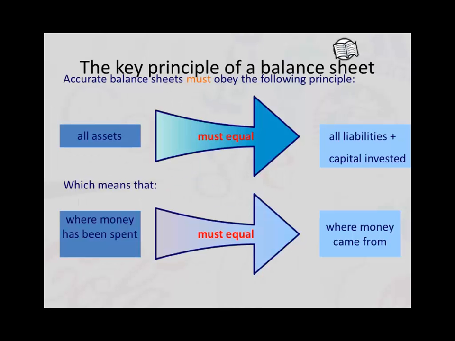Today I will be explaining the formula used to put together the balance sheet. The basic principle covered in a previous tutorial on the accounting equation suggests that the money that is spent by the business has to equal where the money came from.